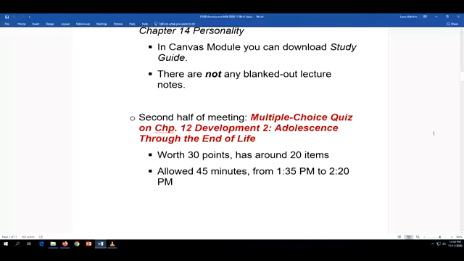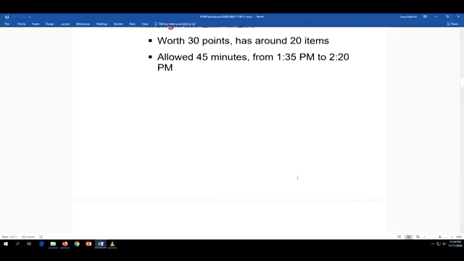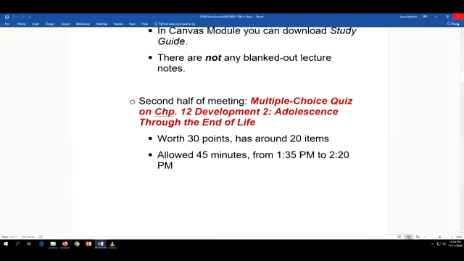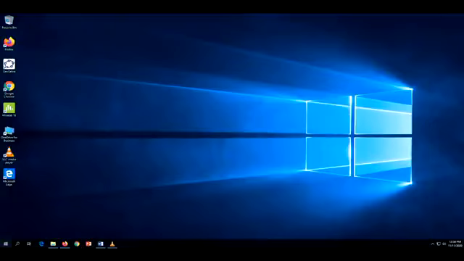Second half of today, you'll do the multiple choice quiz on Chapter 12, Development 2, Adolescence through the End of Life. As is the case with all the multiple choice quizzes, it's worth 30 points. It only has 20 items on it. Some of the items are worth 1 point each, and some are worth 2 points each. I plan to begin at somewhere around 1:35 p.m. Once you begin, you'll have 45 minutes to complete it. And again, we plan on beginning at somewhere around 1:35. And that's all my announcements for today.